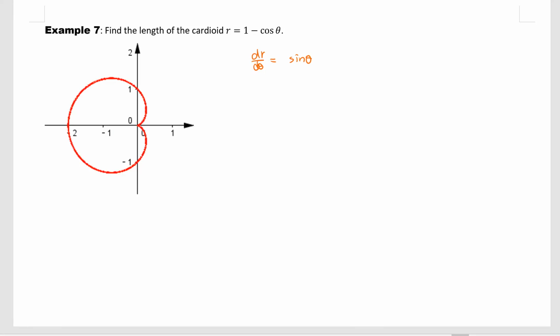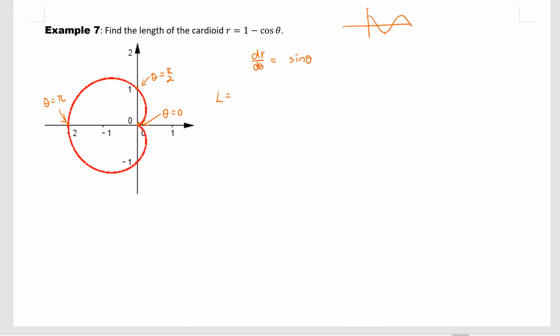So sine theta. Okay, so here you can plug in when theta is 0. We get cosine 0 is 1, 1 minus 1 is 0. So this guy corresponds to theta is 0. When theta is pi over 2, cosine pi over 2 is 0, we get 1. So this is pi over 2. And then when you plug in pi, cosine pi is negative 1, so we get 1 minus negative 1, which is 1 plus 1, which is 2. So this guy corresponds to theta equals pi.